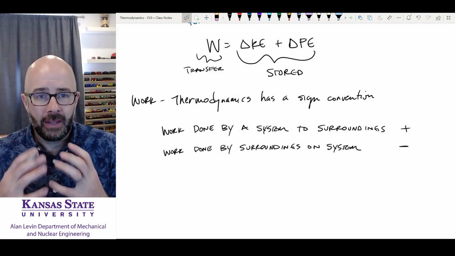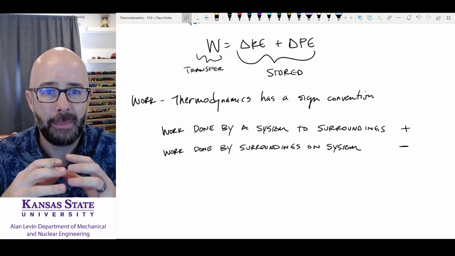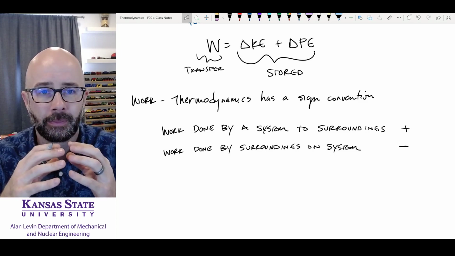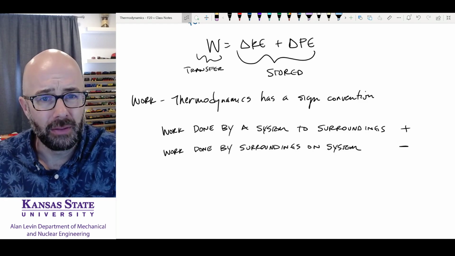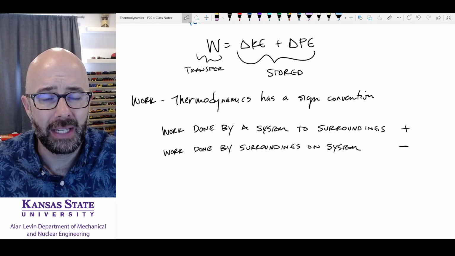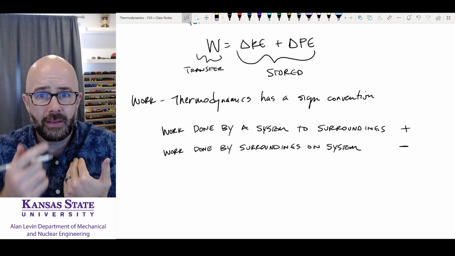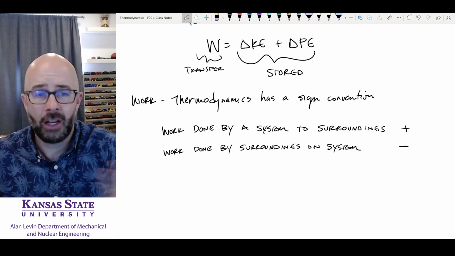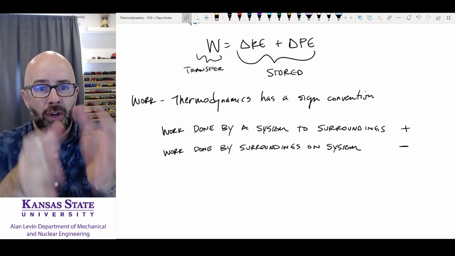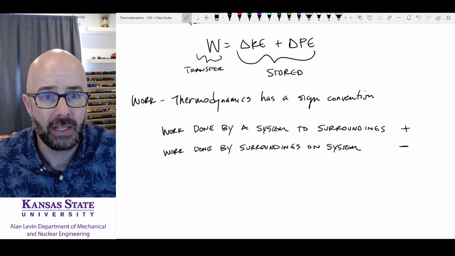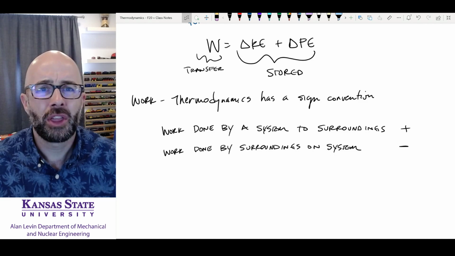If a system is giving work to the surroundings, what is happening to the energy of the system? It's going down. But we're calling that positive. That's opposite of what this equation would tell us. If we take something away from the system, the energy is going to be removed. We're saying no, that's positive. If the surroundings are putting work in, transferring work into the system, that should be positive. We're saying that's negative. Why? Why would we do this in thermodynamics?